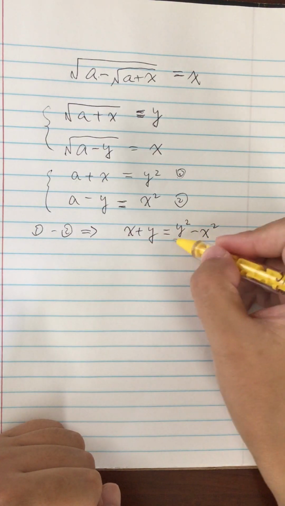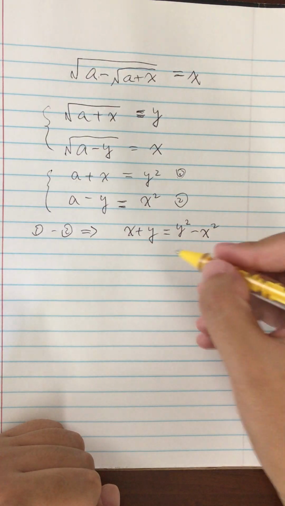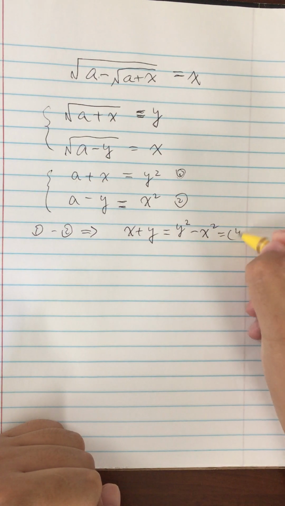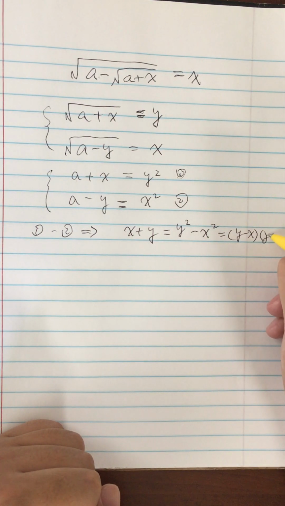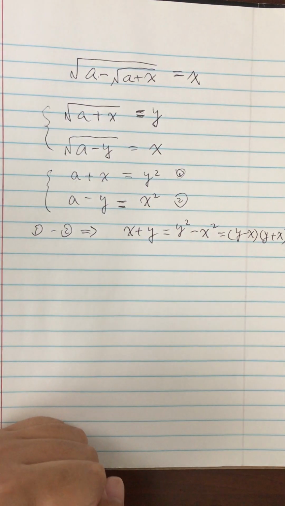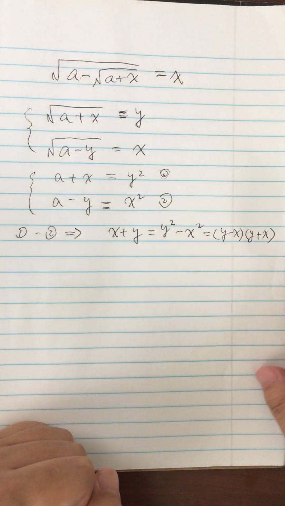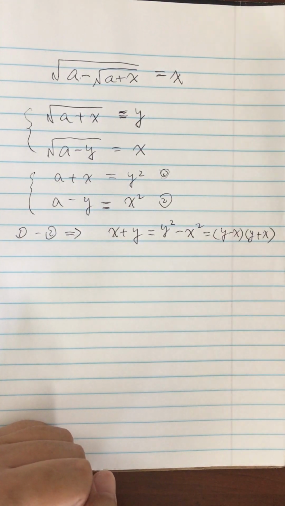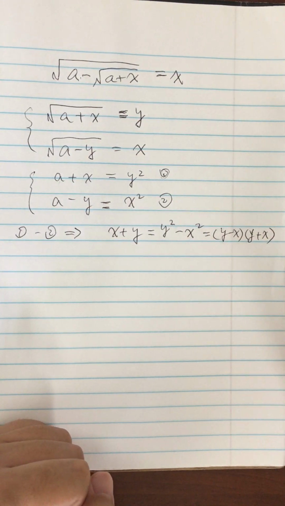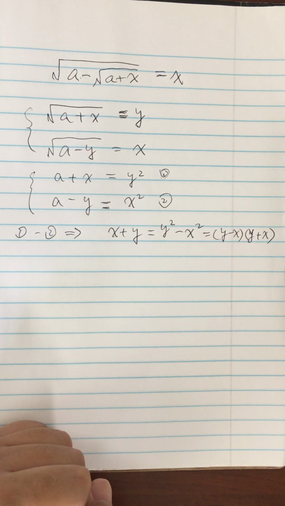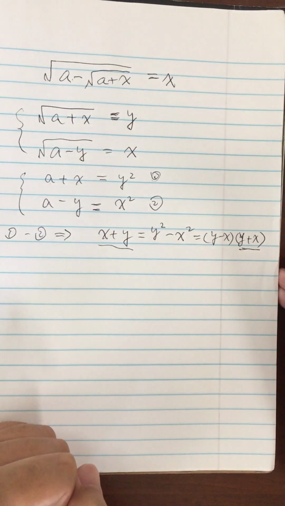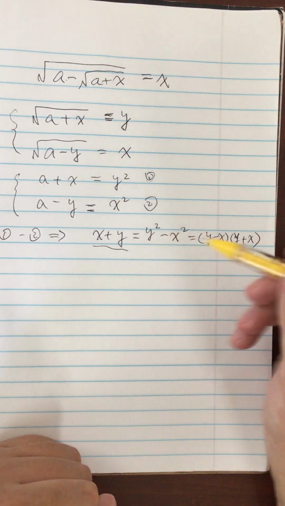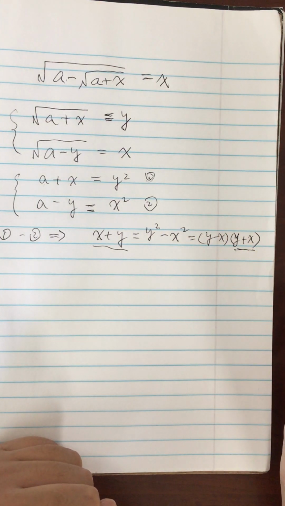And then we know that y squared subtract x squared equals y subtract x times y plus x. At this point, how can we get some hints about the solutions? On both sides of the equation we have y plus x, and then y subtract x. So what can we do about it?